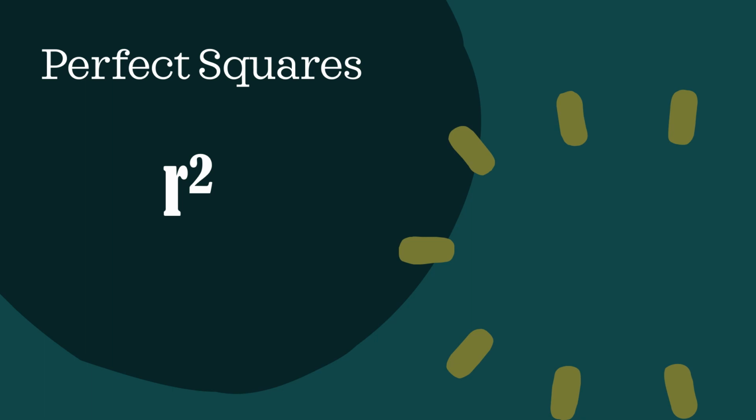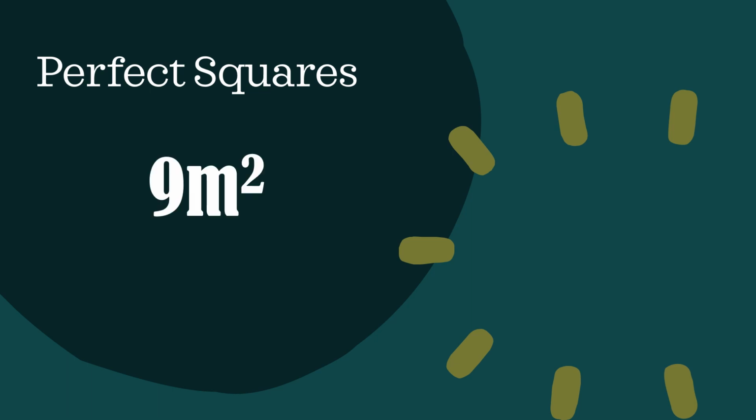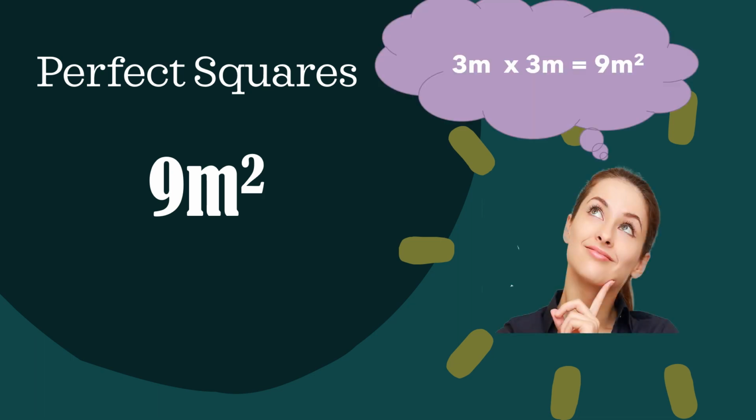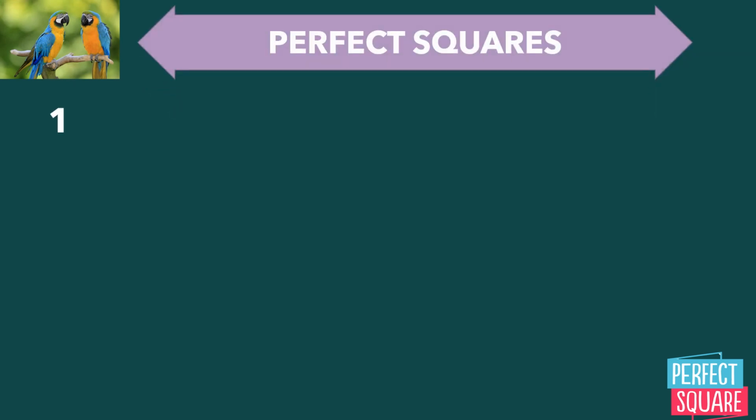Another example is r squared because r times r is equal to r squared. Another is 9m squared because 9 is a perfect square and m squared is also a perfect square, which is 3m times 3m is equal to 9m squared. Okay, so here is now the summary of the perfect squares.